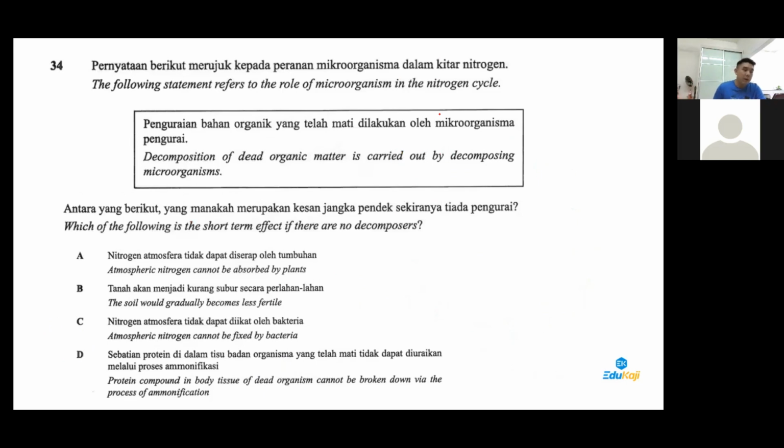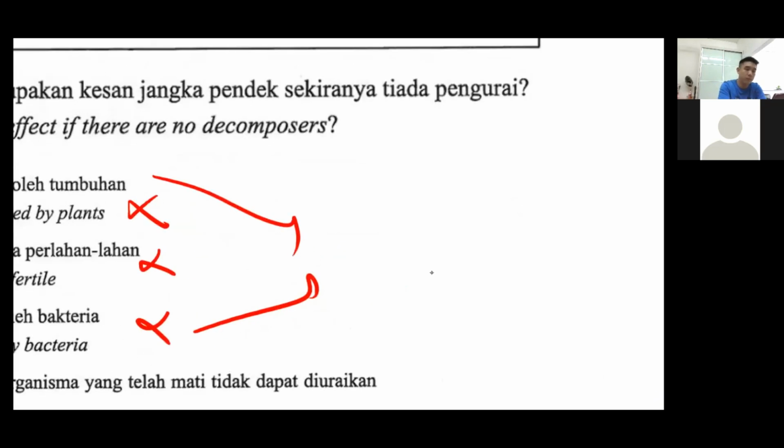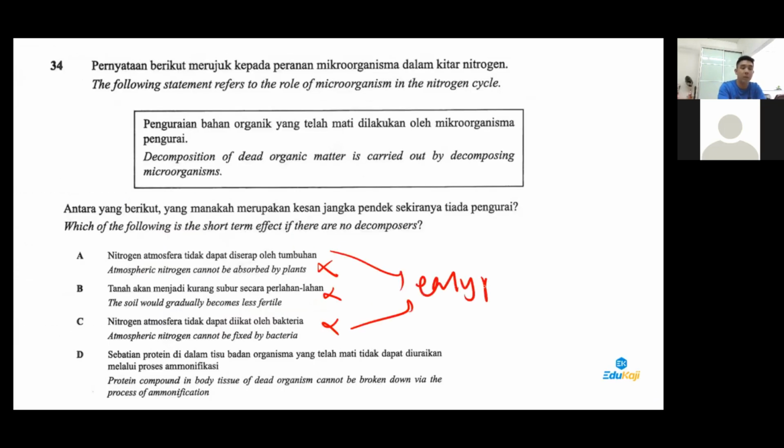34, decomposition carried out by decomposing bacteria. All right. Now, which of the following is the short-term effect? No decomposer. This one no problem. This one okay, can happen. I mean, this one is wrong. This one still can happen. This one still can happen. Less fertile, no relationship. This one still can be fixed because these two are early. These two are considered early points. Because decomposers come later, guys.